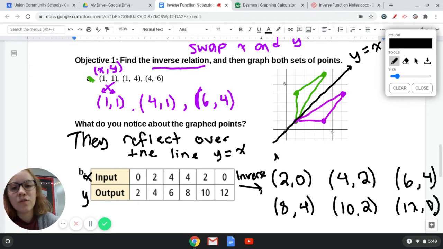So this would be good for an answer right here, because we showed that given these points, these are all of the inverse points. And I'm not going to graph these, but just know that if you were to graph all of these points, they would reflect over that line y equals x.